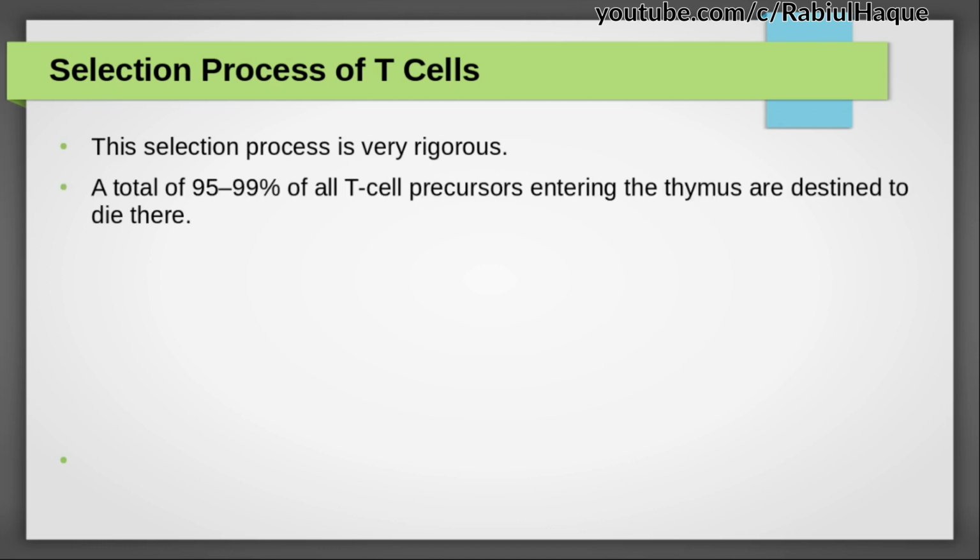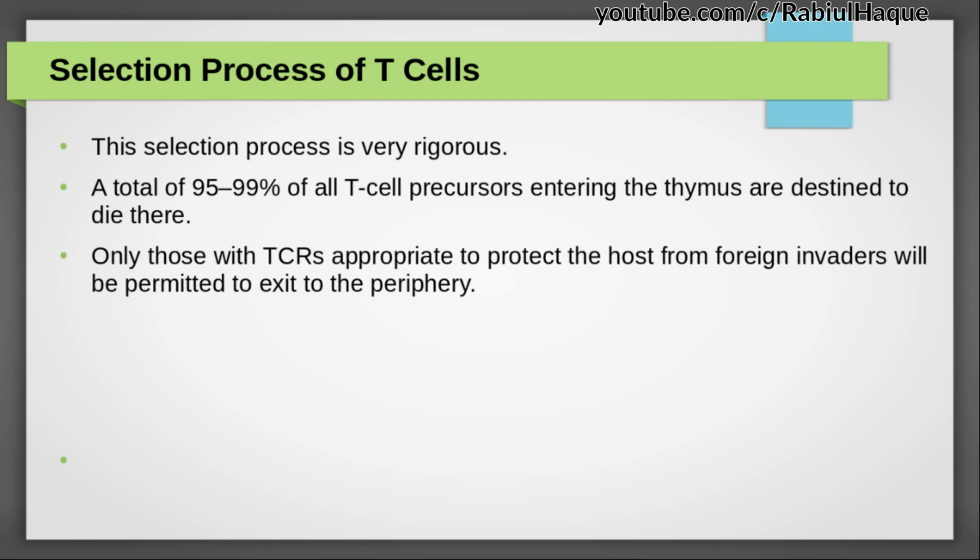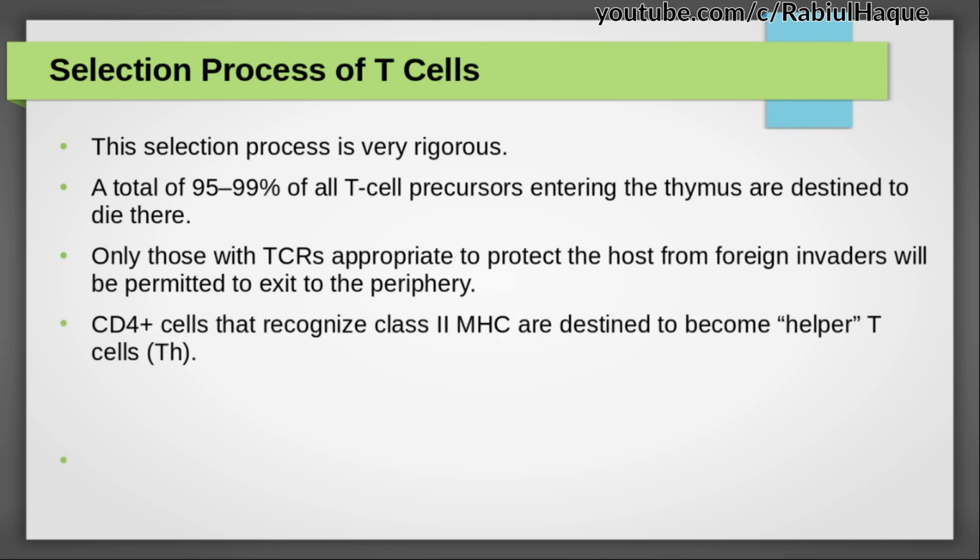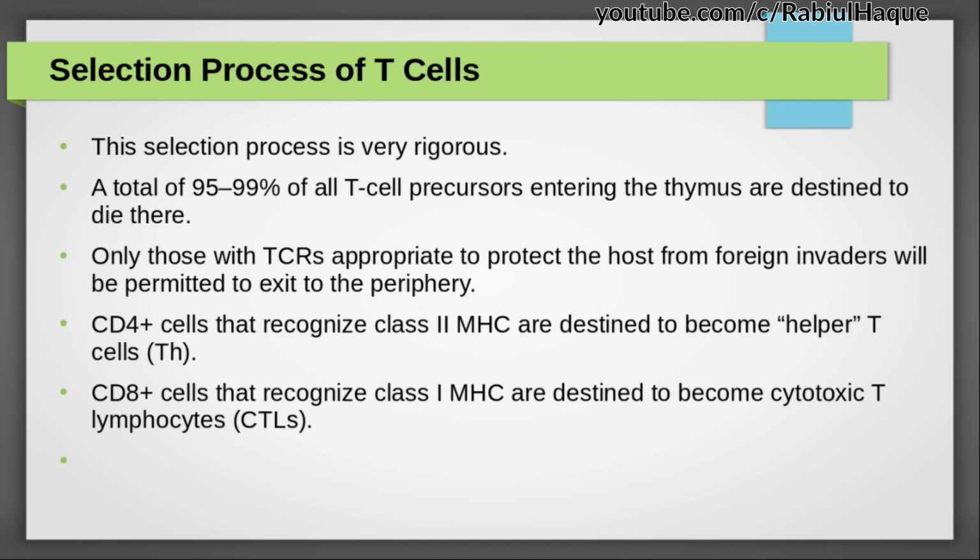Now, always remember regarding the selection process of T cells, this selection process is very rigorous. A total of 95 to 99% of all T cell precursors entering the thymus are destined to die. Only those with T cell receptors appropriate to protect the host from foreign invaders will be permitted to exit to the periphery. CD4 positive cells that recognize class 2 MHC are destined to become helper T cells, and CD8 positive cells that can recognize class 1 MHC are destined to become cytotoxic T lymphocytes.